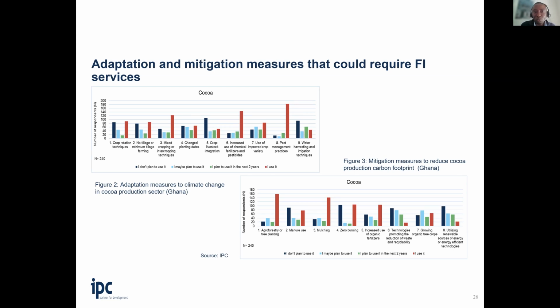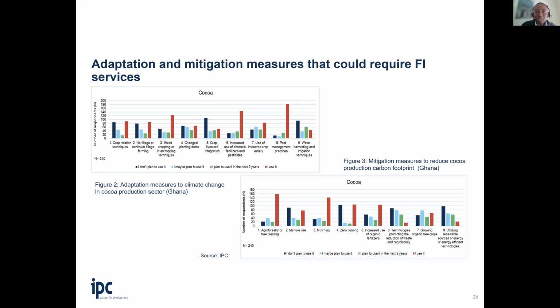Methods like mixed cropping or intercropping, or making crop rotations have already been implemented by smallholder farmers on the ground, and should also require financial institutions' more support in order to strengthen the production system. But when it comes to reducing the carbon footprint, reducing the greenhouse gas emissions, we have worked also with the smallholder farmers.